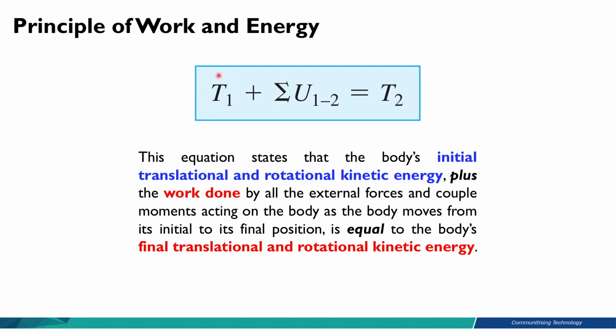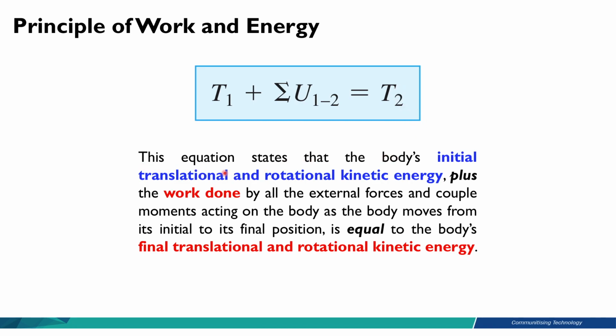So T1 is the initial kinetic energy. Sum of U1 to 2 is basically the total work done for the rigid body to move from point 1 to point 2, from position 1 to position 2, or from the initial position to the final position. The summation of these two terms is equal to T2, which is the final kinetic energy of the rigid body.